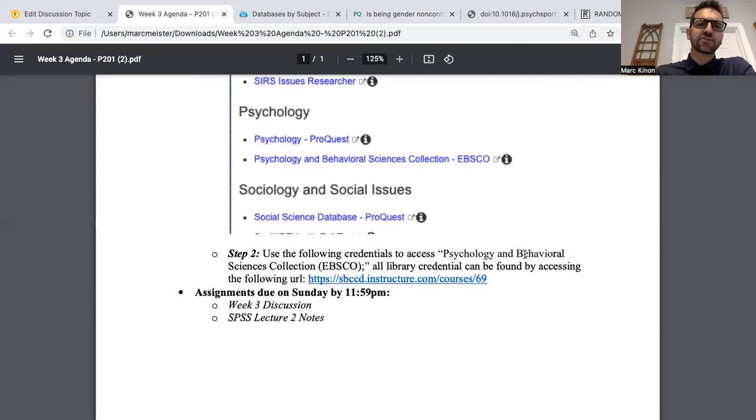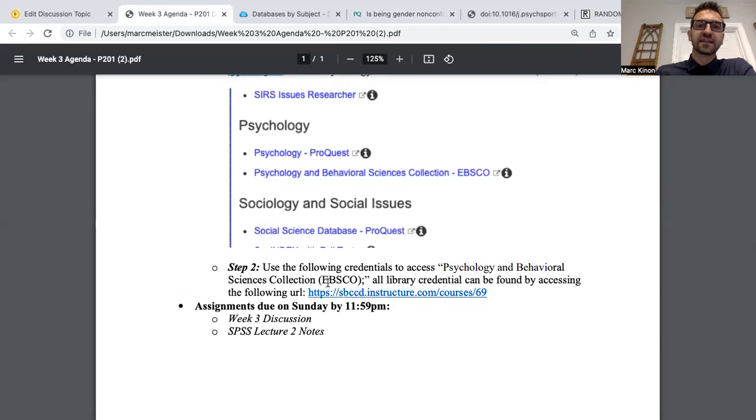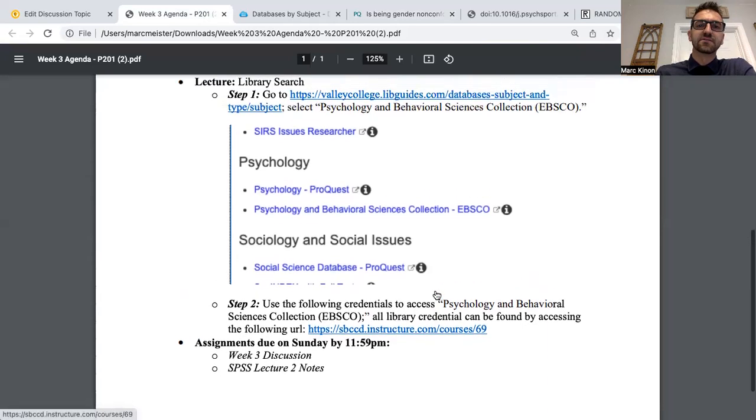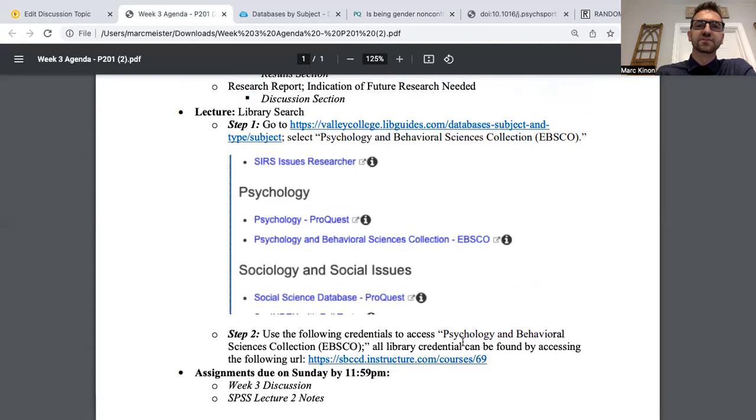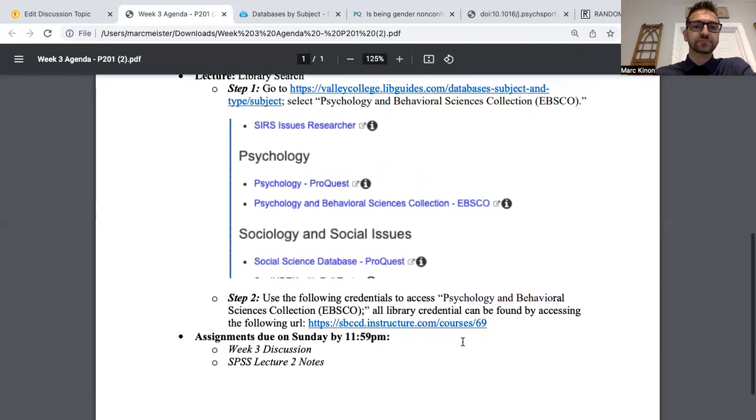If it's asking you for credentials, you can go to this site. You'll definitely need this for the EBSCO. Okay, so you click on this and then it'll show you the username and password that you need to put in as a Valley student.